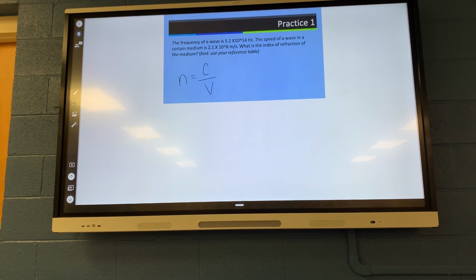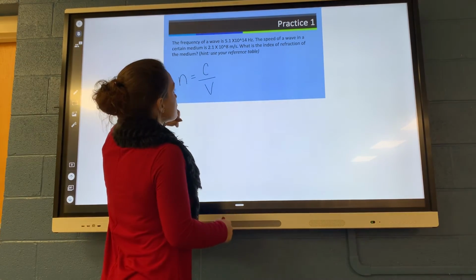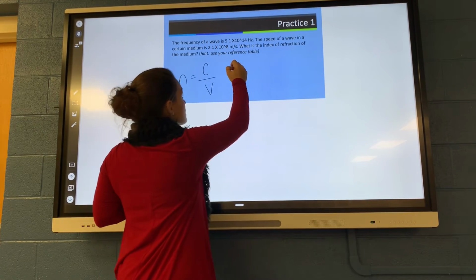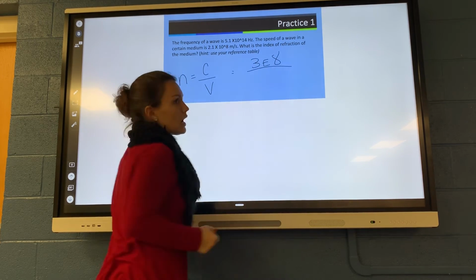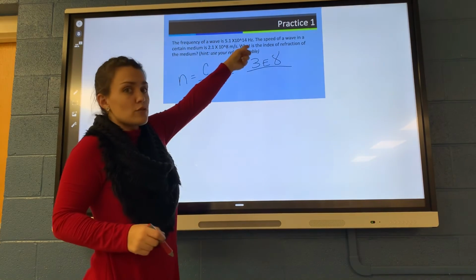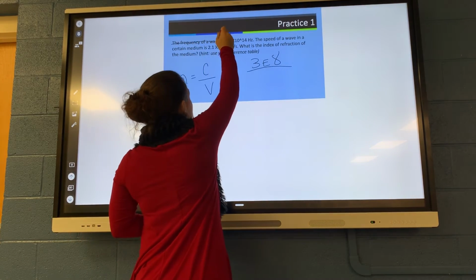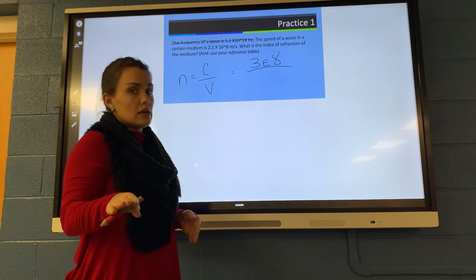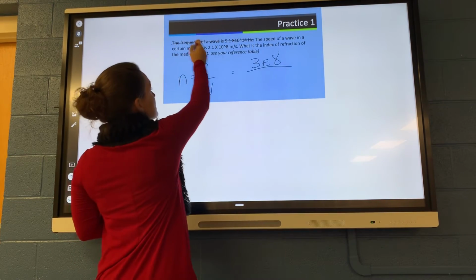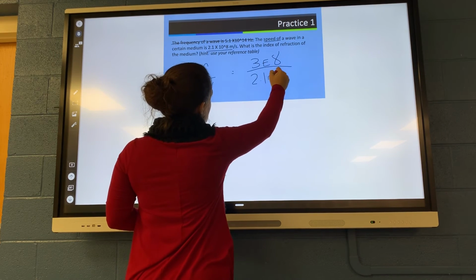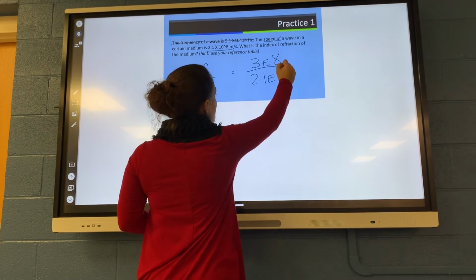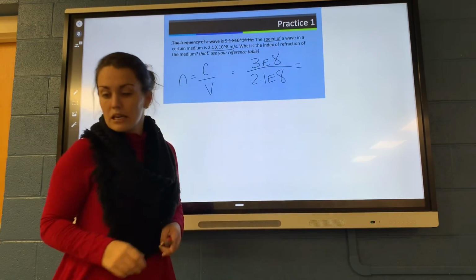You're trying to find the index of refraction. So N equals C over V. Our C is always going to equal 3E8. And then I need the velocity. They gave me some extra information. Do I care about frequency? No, that does not matter to me. All I care about is the speed, which is 2.1 E8. Make sure you all are still using that E button. 2.1 E8, and that's going to give me my N value.